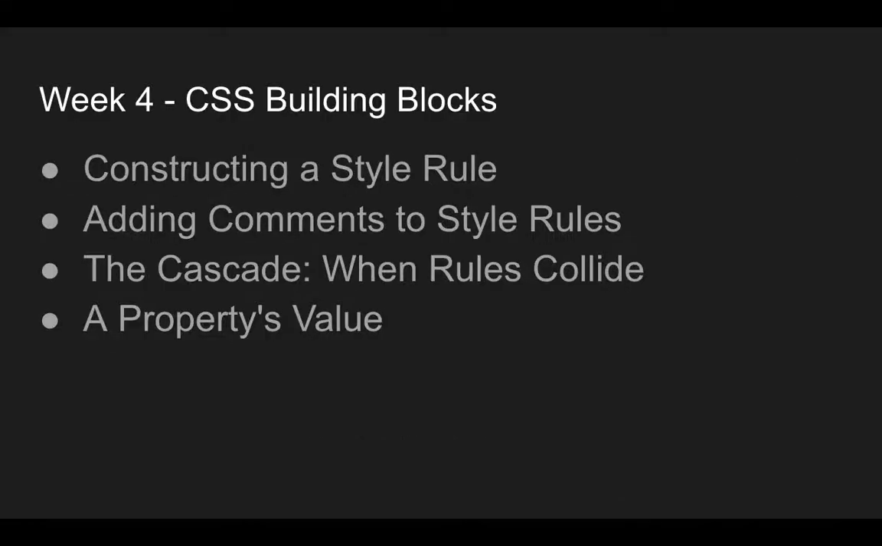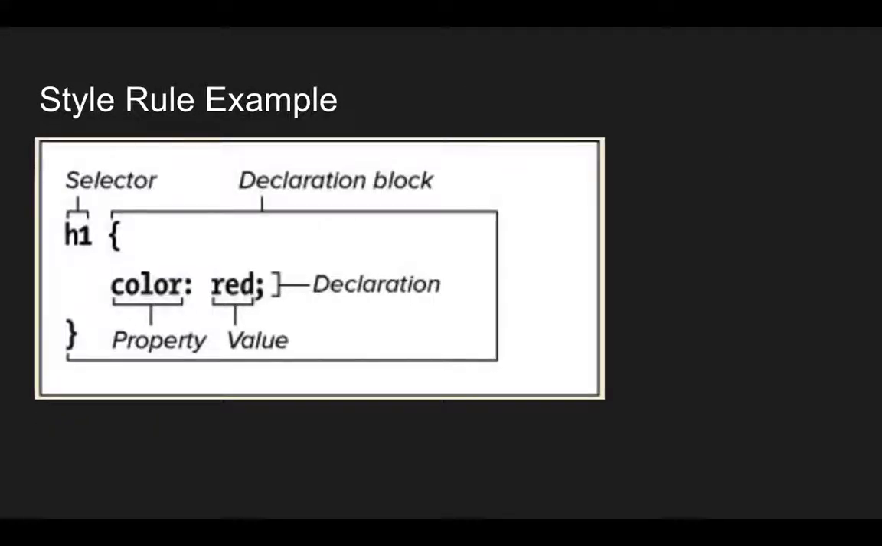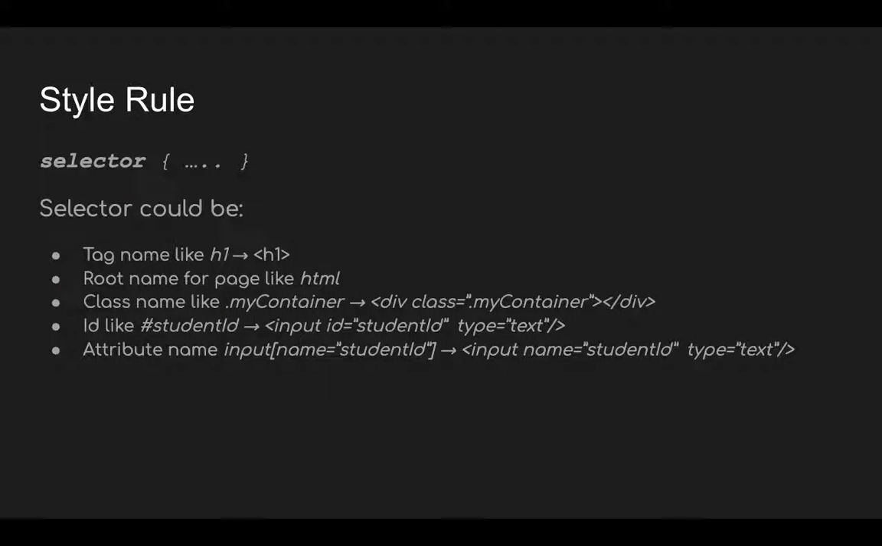Okay. Awesome. All right. So we're here looking at the style rule. So let's talk about selectors. A selector could be a tag name like H1. You can see it points to a certain type of tag. It can be a root like HTML. It could be a class name. For example, I have an example class name here of my container. You can see an example of the HTML that it references.